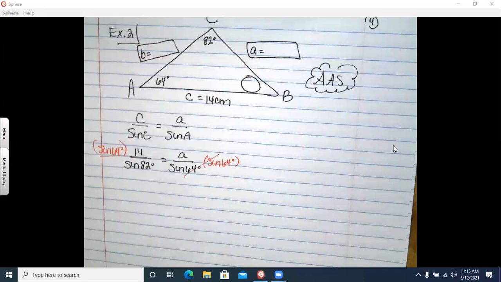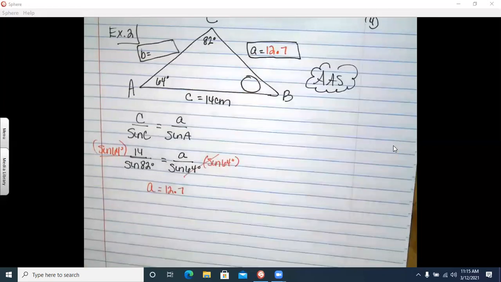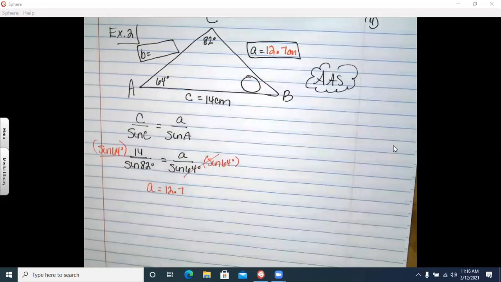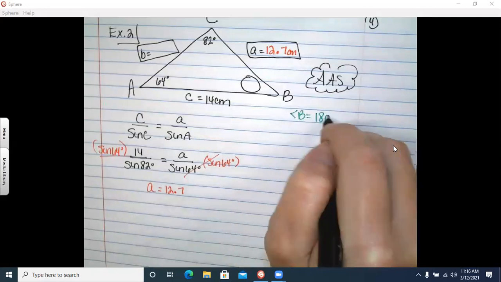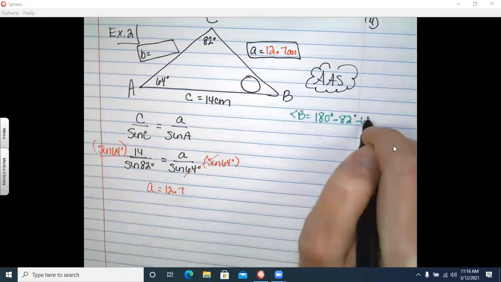All right, rounding to the nearest 10th place. What did y'all get for A? 12.7, that's what I got too. And that's centimeters, right? They told us this is in centimeters. All right, so to find angle B and side B, we can't find side B until we find angle B. So that's easy. We know angle B is 180 degrees minus 82 degrees minus 64 degrees, and that should be 34 degrees.